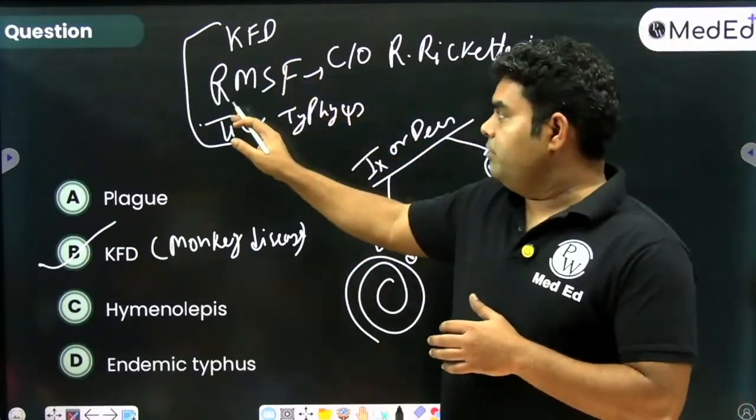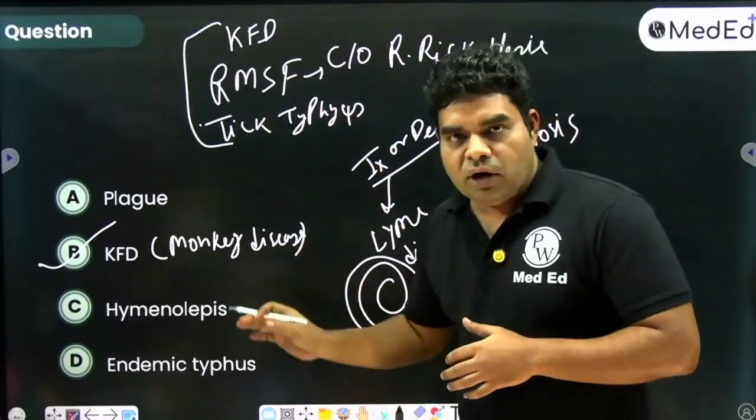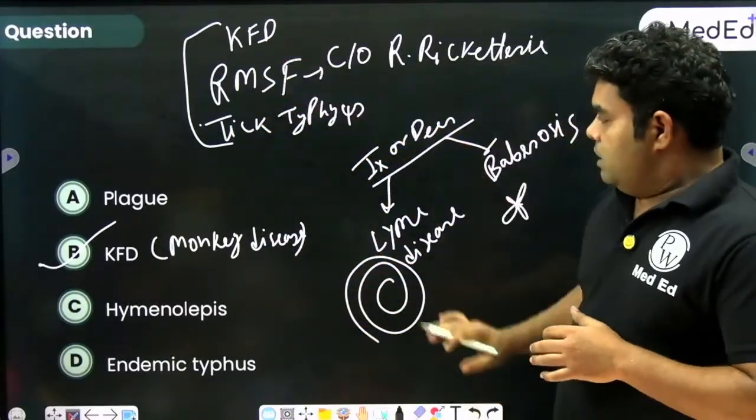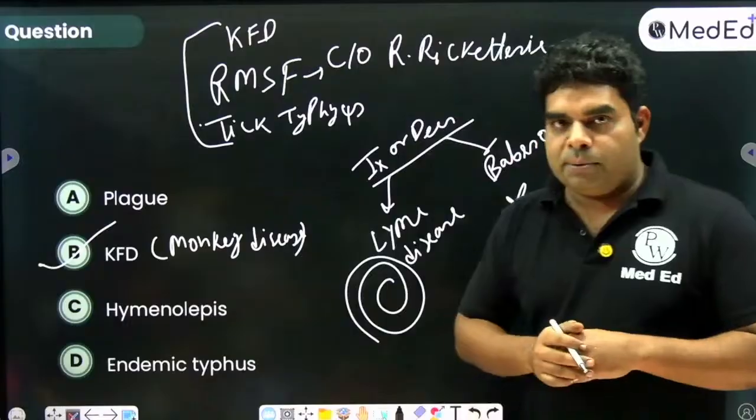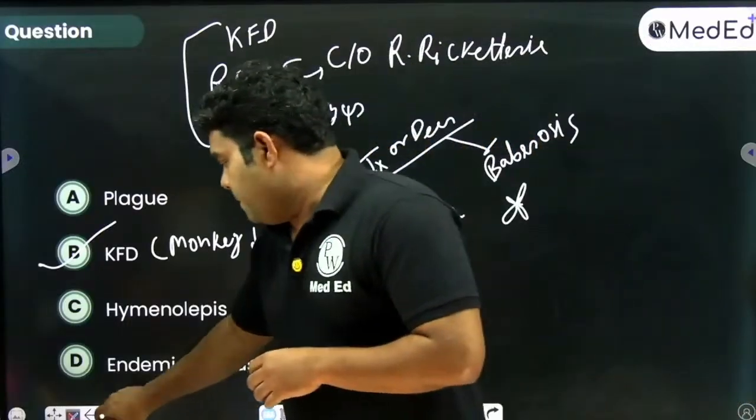Hard tick transmits KFD, RMSF, tick typhus and all. So out of these 5-6 diseases, only KFD is in the option. So that is the answer.